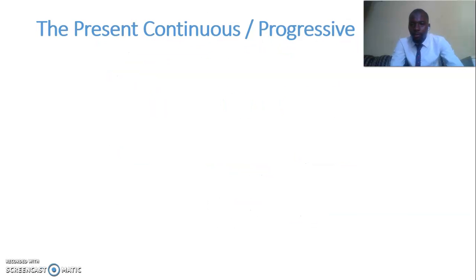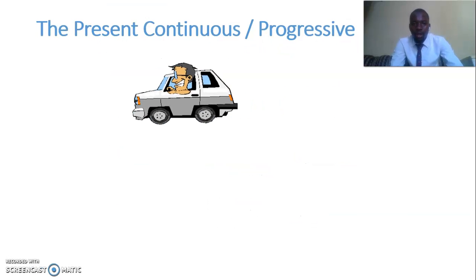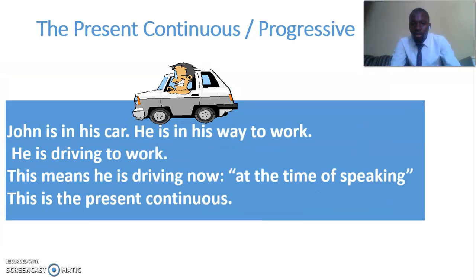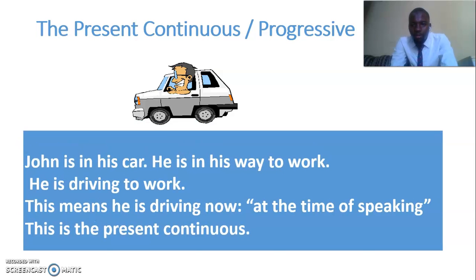Very good. Before going deeply, I'm going to give you some examples of sentences in which we can find the verbs conjugated in the present continuous tense, as you can see here. John is in his car. He is on his way to work. He's driving to work. This means he is driving now, at the time of speaking. This is the present continuous tense.